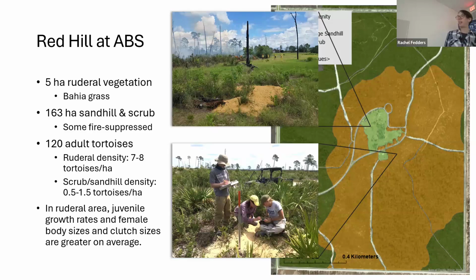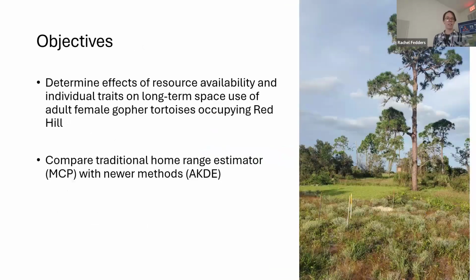And finally, in the ruderal area, juvenile growth rates and female body sizes and clutch sizes are greater on average than in the sandhill and scrub. So there are quite a few differences going on here in our different areas.